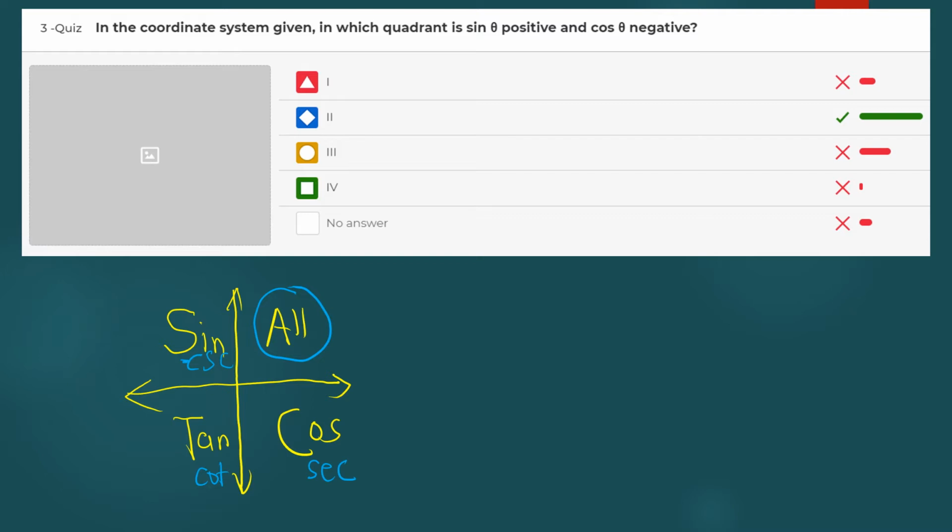So the question is, in which quadrant is sine positive? For sine is positive, we have two choices. It's quadrant 1 and quadrant 2, right? But we have here cosine is negative. So it cannot be quadrant 1 anymore because cosine is negative. So for this one, the correct answer will be quadrant 2. Okay?